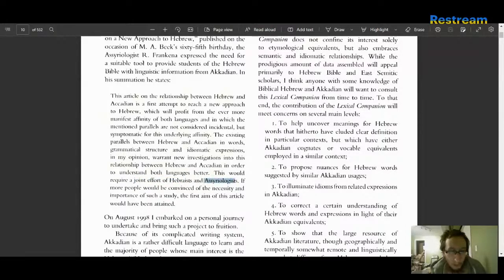That's the word used for people who study the Akkadian language. "If more people would be convinced of the necessity and importance of such a study, the first aim of this article would have been attained."